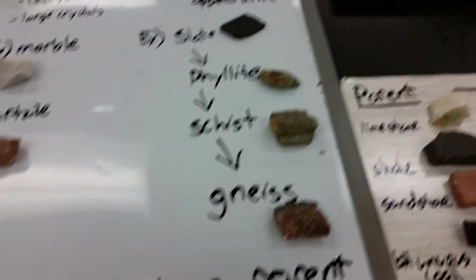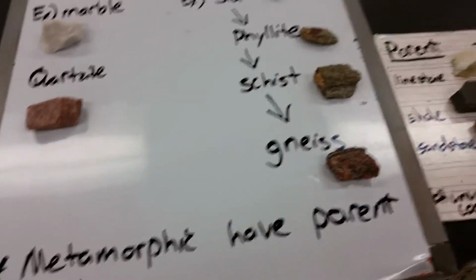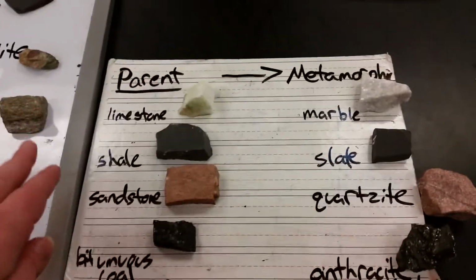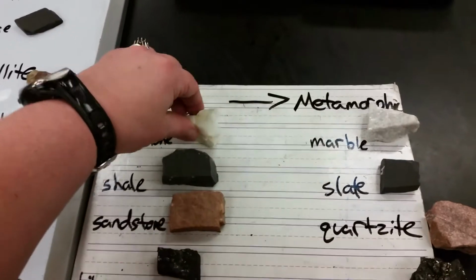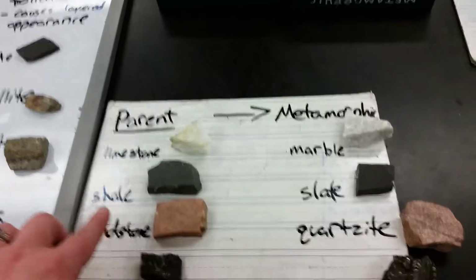So these are your foliated. Now, all metamorphic rocks have parent rocks. And what that means is they were something else before they turned metamorphic. So we're going to look at some examples. Now, marble forms from limestone. So if you have sedimentary limestone and subjected to heat and pressure, you can make marble.